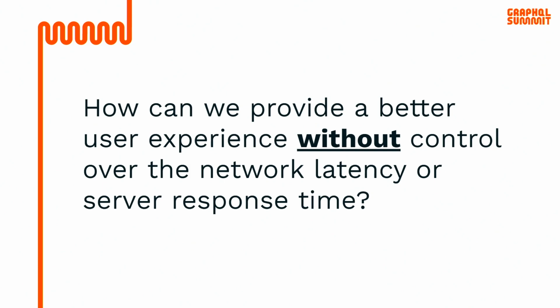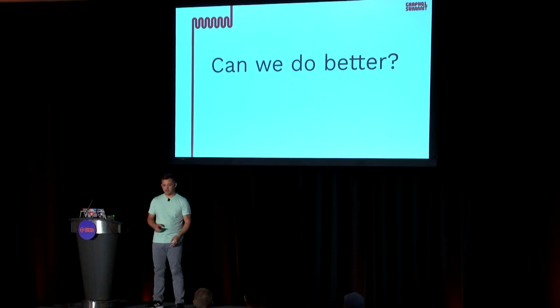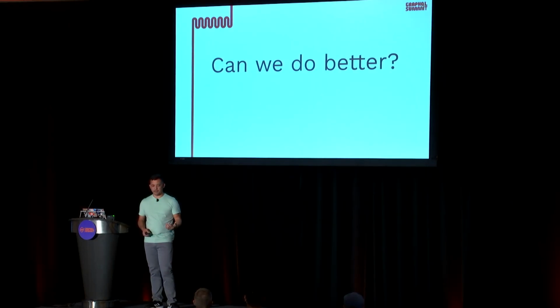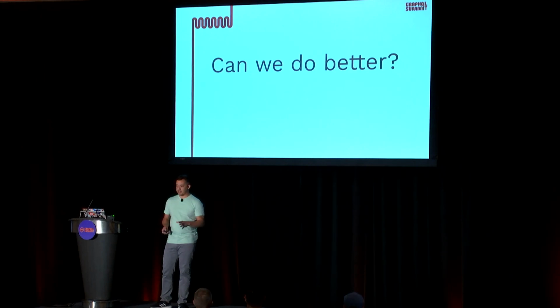So I think it's necessary that we talk about the main question that we're trying to solve with optimistic UI updates. So the question is, how can we provide a better user experience without having any control over the network latency or the server response times? So everyone's seen this. There's a tried and true method of adding a loading spinner. Just throw a loading spinner on in front, everything's better. But can we do better than that? I think we can.